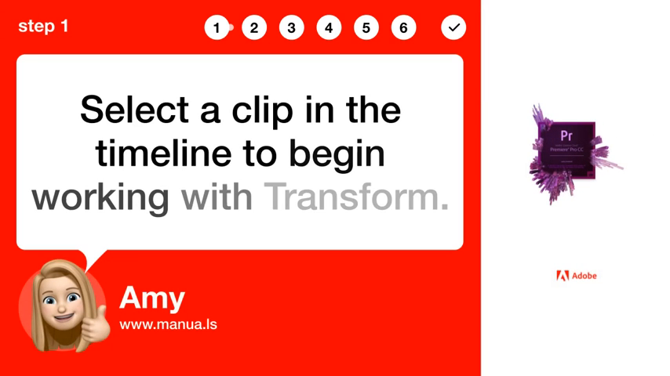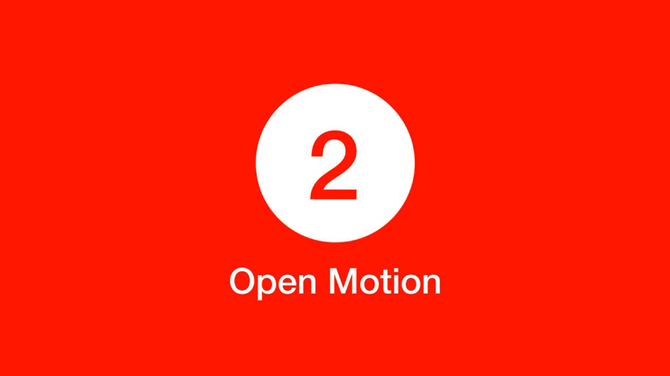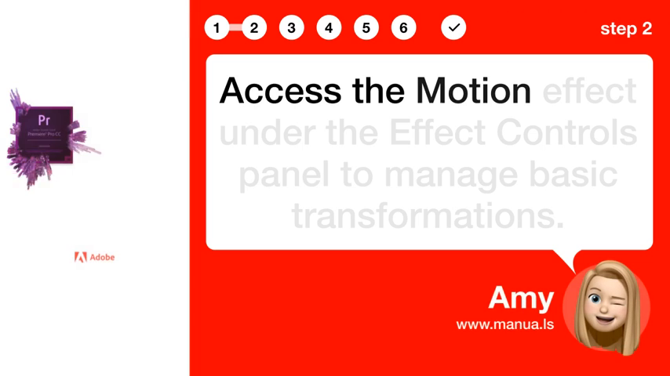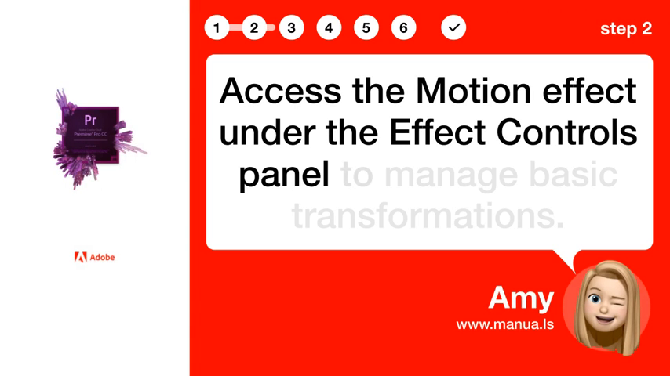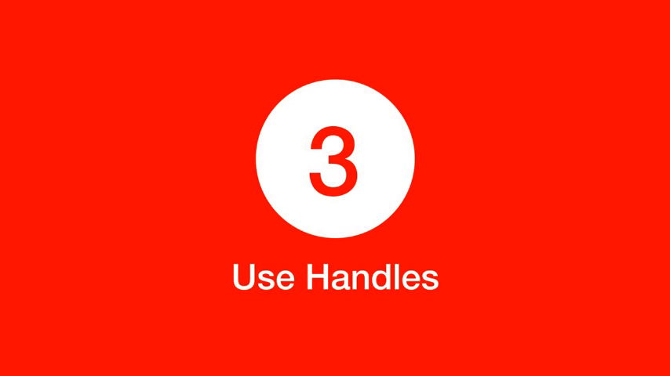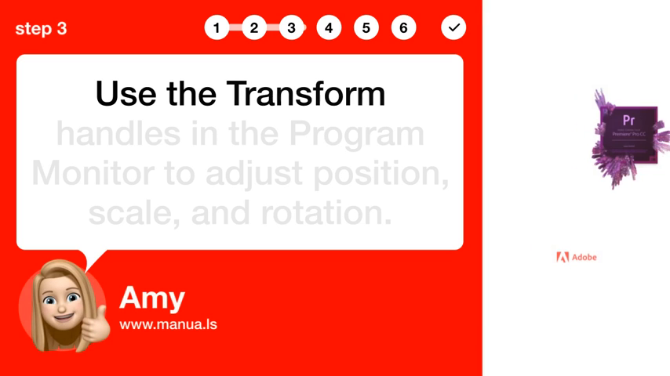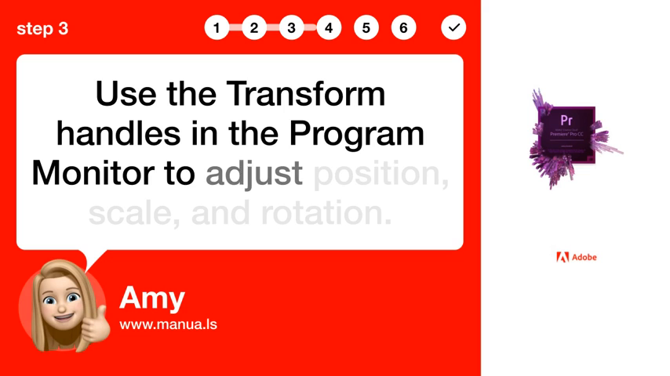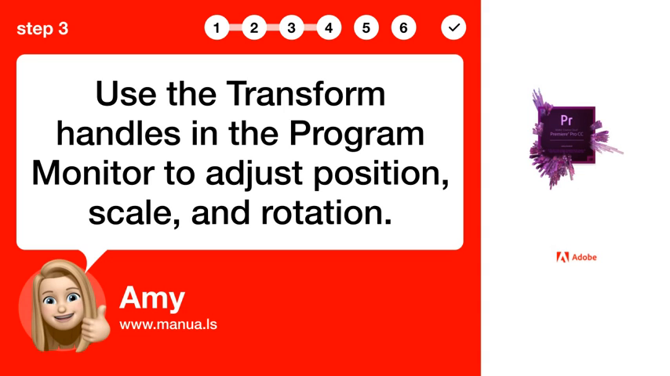Select a clip in the timeline to begin working with Transform. Step 2. Open Motion. Access the Motion effect under the Effect Controls panel to manage basic transformations. Step 3. Use Handles. Use the transform handles in the Program Monitor to adjust position, scale, and rotation.